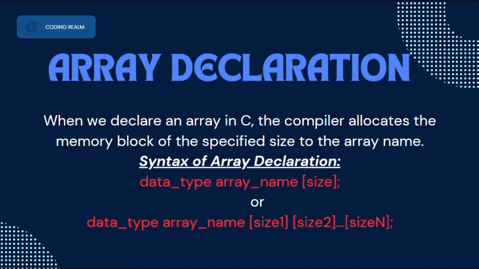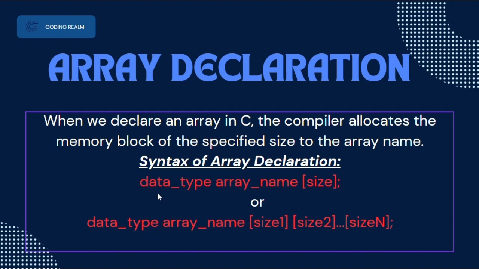The array declaration. In C, we have to declare the array like any other variable before using it. We can declare an array by specifying the name, the type of the element, which can be integer, character, or float, and the size of this array. When we declare an array in C, the compiler allocates a memory block of the specified size for the array name.